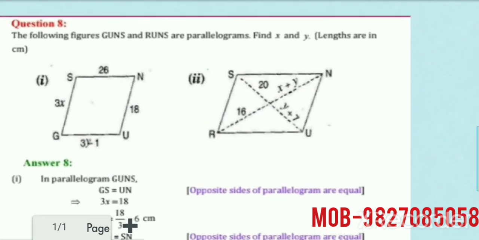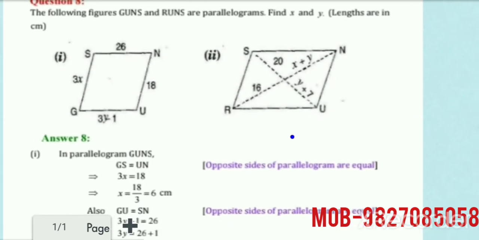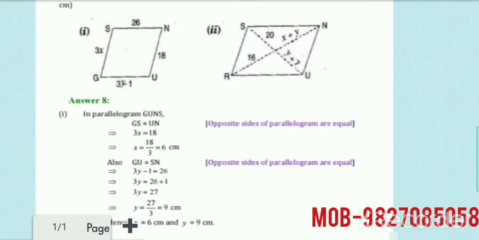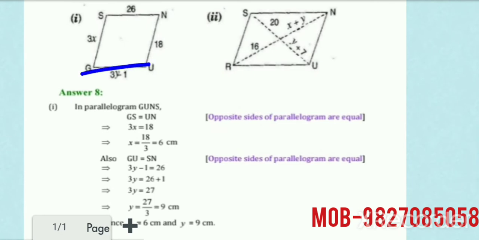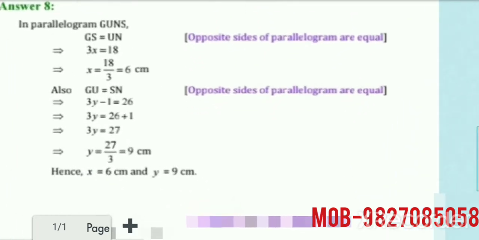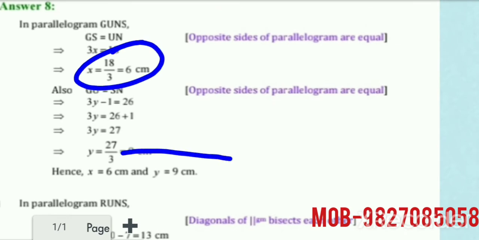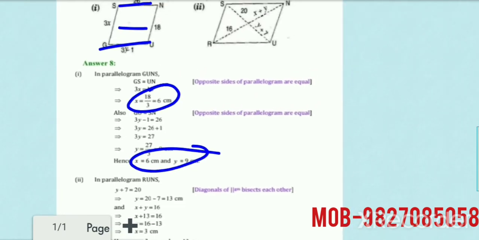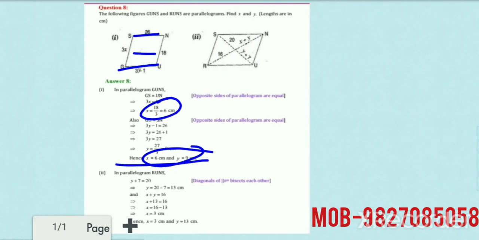So here, firstly, both are parallelograms. So in the first one, 3y minus 1 is equal to 26. So we get y from this equation, and again x is equal to 18. So we get x is equal to 6. Easily we can say x is equal to 6 and y is equal to 9. So in the parallelogram, y plus 3. Okay, this is the first solution of the first question.